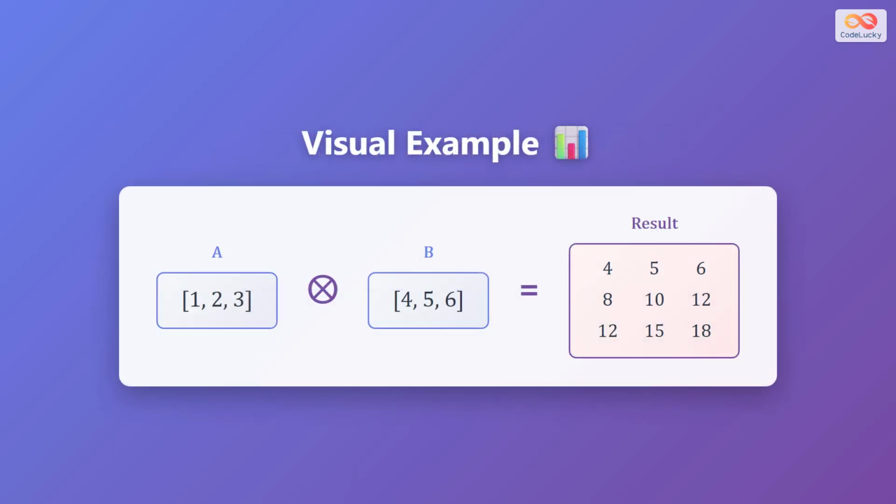Let's see a concrete example. If we take vector A containing the values 1, 2, 3, and perform an outer product with vector B containing 4, 5, 6, we get a 3 by 3 matrix. The first row contains 4, 5, 6. The second row has 8, 10, 12. And the third row shows 12, 15, 18. Notice how each row is the first vector multiplied by each element of the second vector.